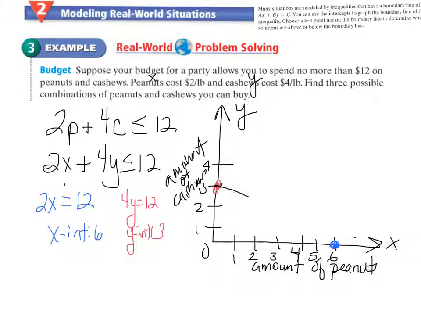Now we don't draw arrows at both ends. Oh, that's really bad. Let's try that again. We don't draw arrows at both ends because we can't go into the negatives. So there's my line. Now we have to shade.